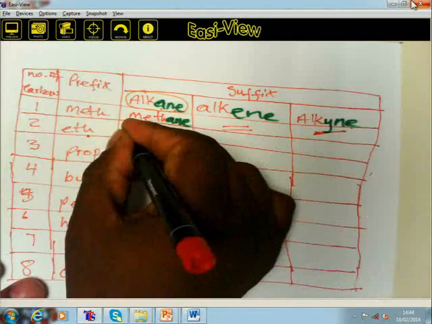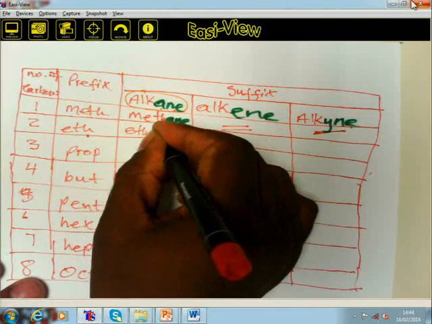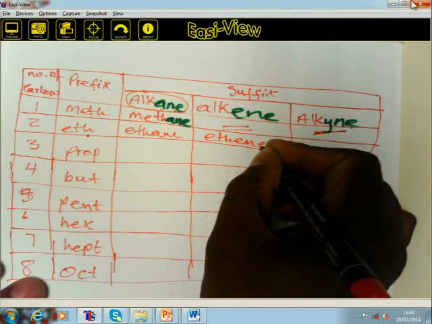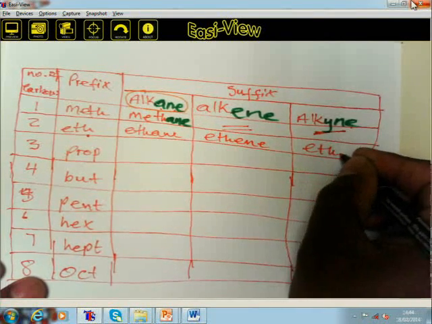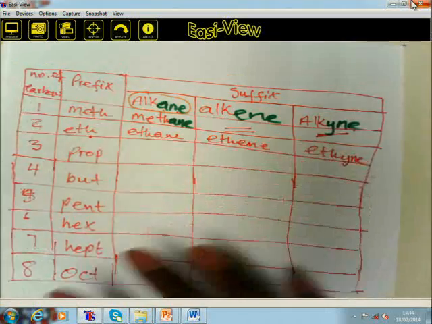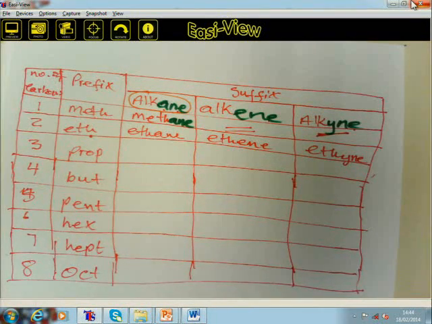So this one, we call it ethane, ethene, ethyne. All right. So what I want you to do is, I want you to complete the table using the same method that I'm using now.